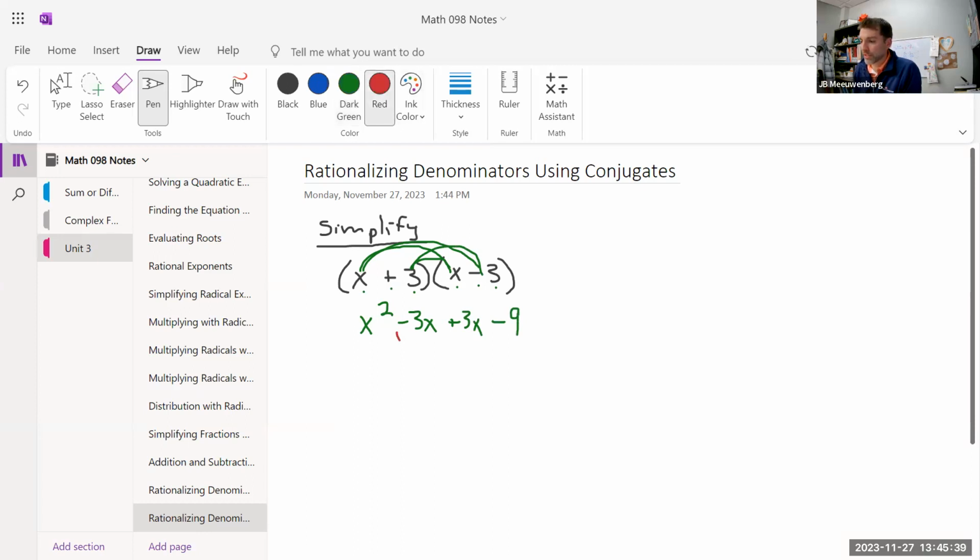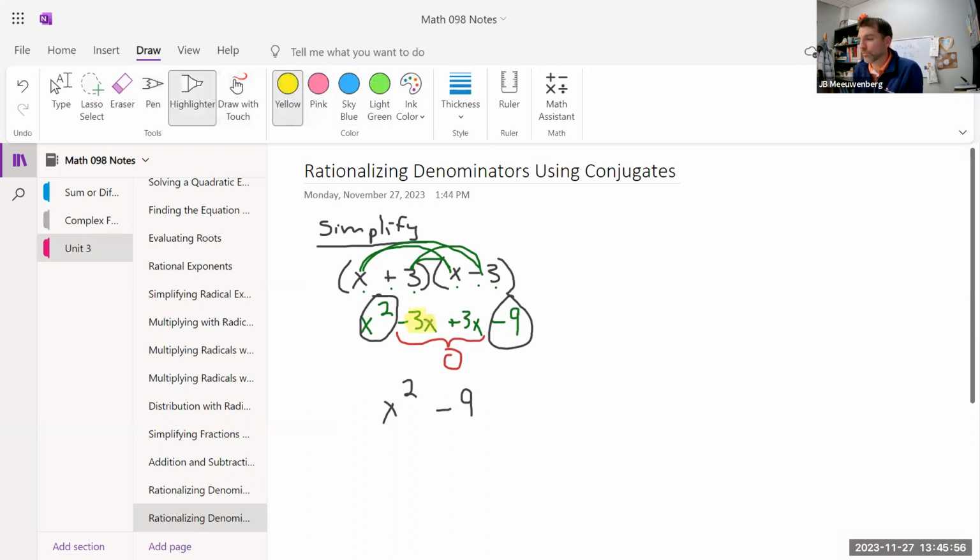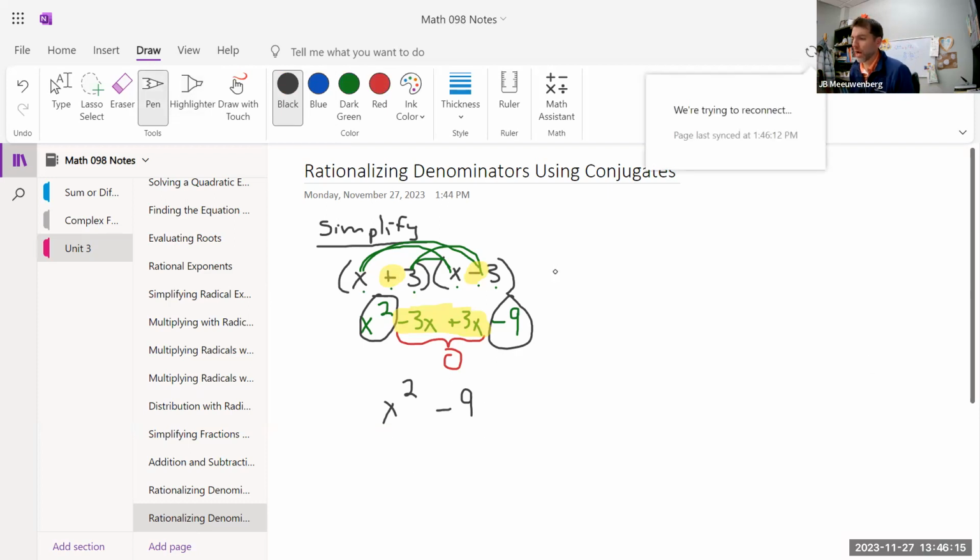The thing that you should remember is that these become 0, and all we're left with is x squared minus 9, this term and this term. And so the thing that matters here is that these two terms ended up being opposite, and they ended up canceling each other out and just becoming 0. That happens because they're the same two terms in the original binomials, but one is plus and one is minus. And so we're going to extend that to one we've seen before that has square roots in it.